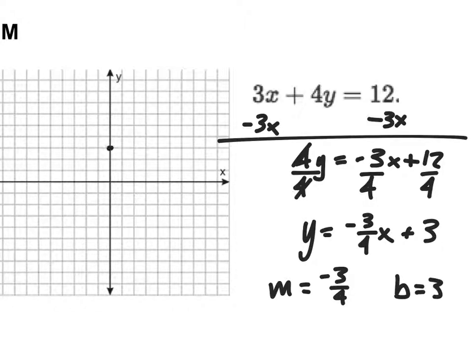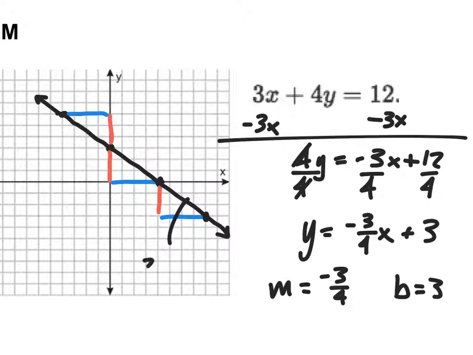So I'm going to plot a point at 3. Okay, and then I have a slope of negative 3/4. So I'm going to go down 3 and then to the right 4 and plot another point. Okay, I'm going to go down 3 and then to the right 4 and plot a point. Okay, I'm going to go up 3 and to the left 4 and plot a point. So I've got all these different points that I'm plotting here, and I can connect them with a line as such. Okay, and this is going to be the equation 3x plus 4y is equal to 12.